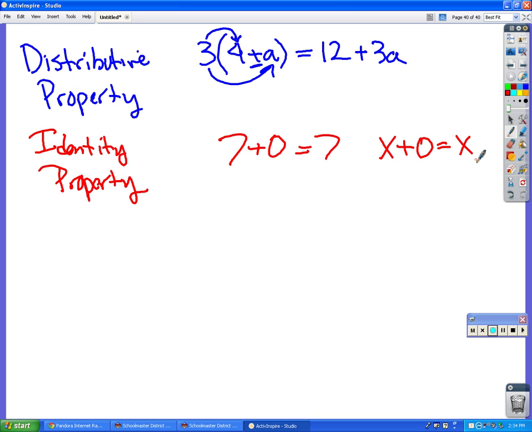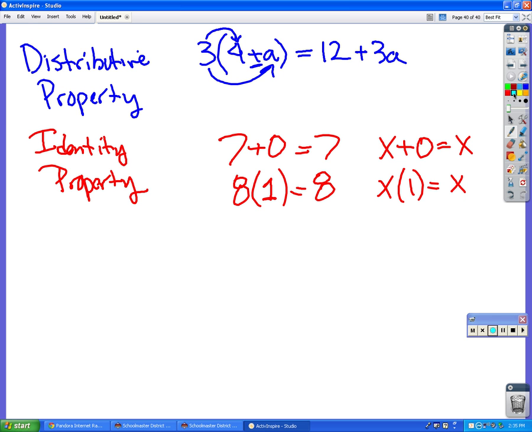And then there's also one for multiplication. What can I multiply a number by and end up with what I started with in the first place? 1. So if I put a 1 in here, 8 times 1 is still going to be 8. And again, we could do that with any number, so x times 1 is always just x.